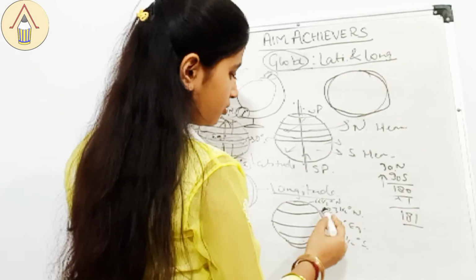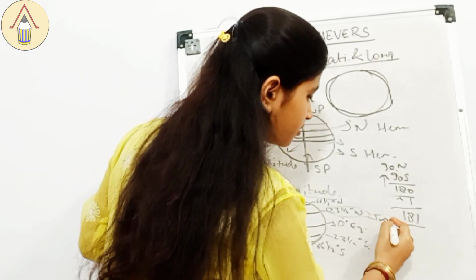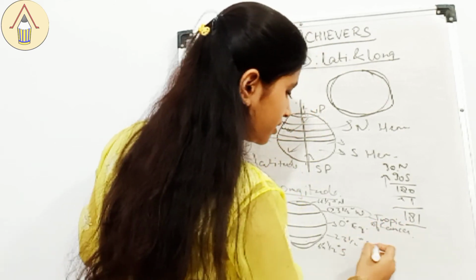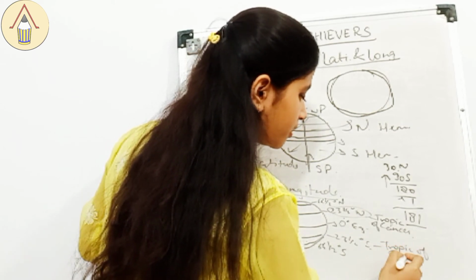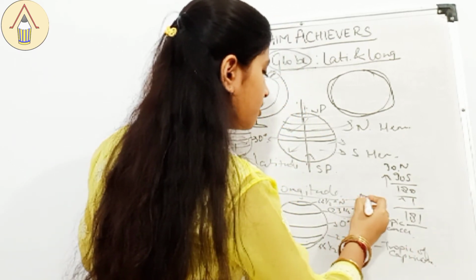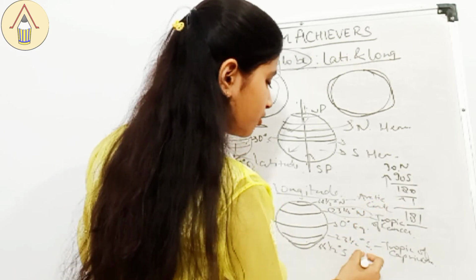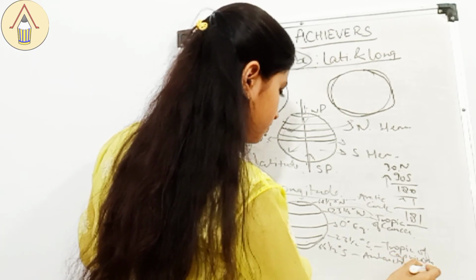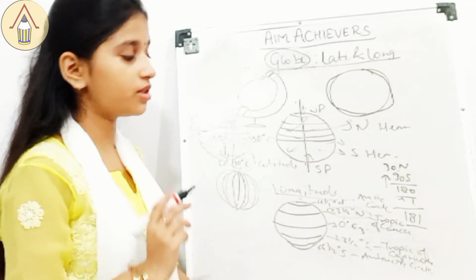This is equator, you all know. 23.5 degree north is known as Tropic of Cancer, and this is known as Tropic of Capricorn. Okay, this is known as Arctic Circle, and this is known as Antarctic Circle. These are the important latitudes which you have to remember, which is a must.